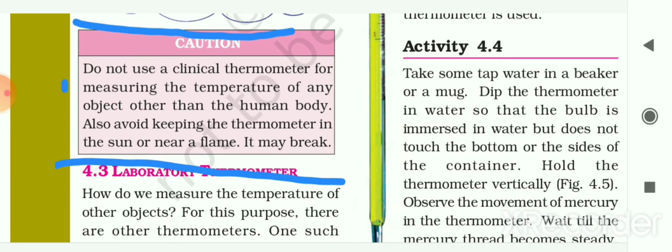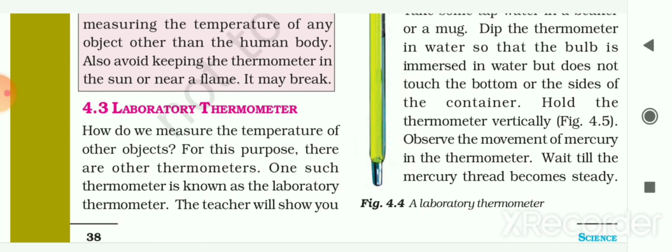Why? It is designed to measure the temperature of the human body. So we do not have to measure the temperature of other hot objects. It might break. That's why. So what will we use to measure the temperature of a hotter object, or an object with a higher temperature? For that, the laboratory thermometer is there. Now let us see what a laboratory thermometer is.